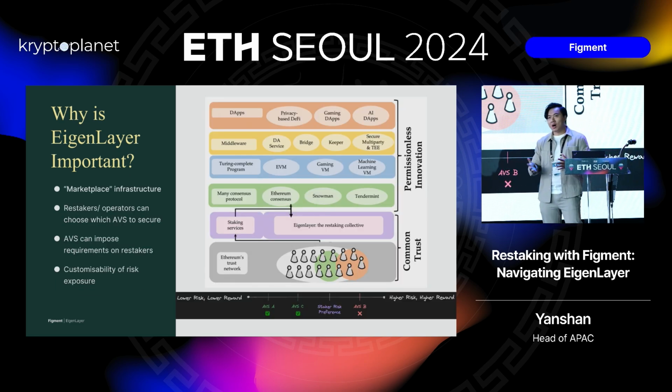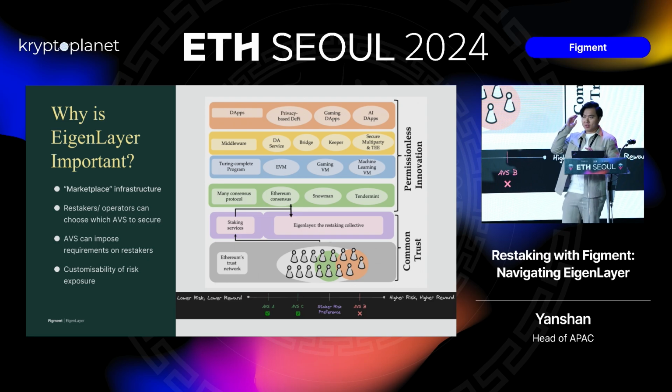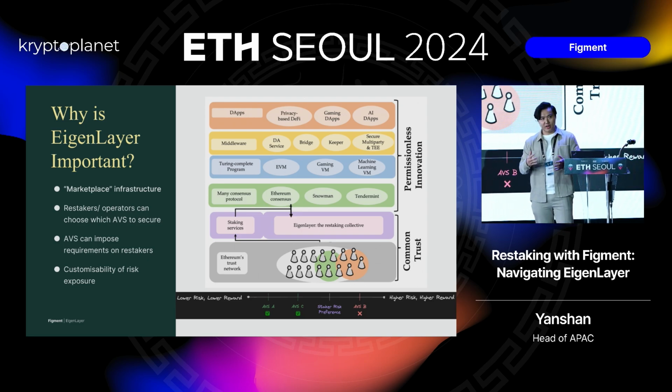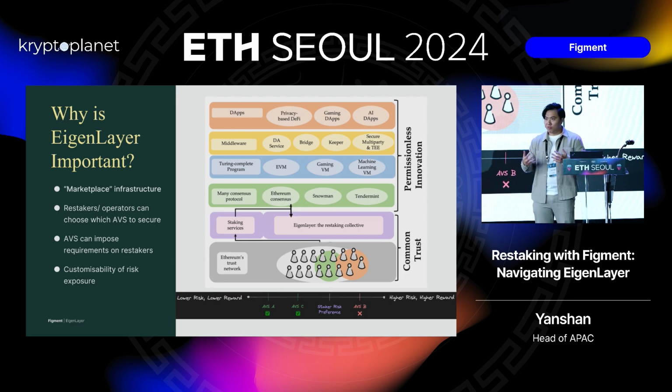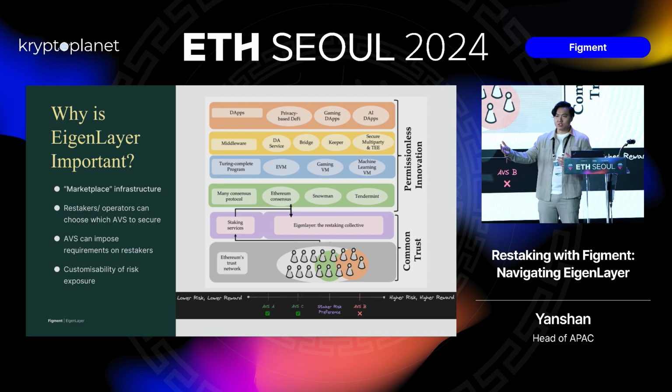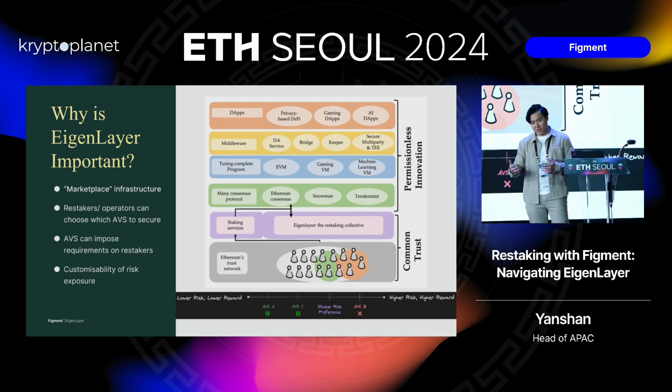Right? Another reason why EigenLayer is important is, as I mentioned, it's a marketplace infrastructure. Right? So when you think about it, the restakers, the operators, they are going onto EigenLayer, and they have the choice to select different types of AVS. Of course, right now it's only EigenDA, but many more AVSs will come on board. And it gives them the ability to customize their portfolio in a way that they can choose which AVS to subscribe to based on their risk tolerance, risk aversion.